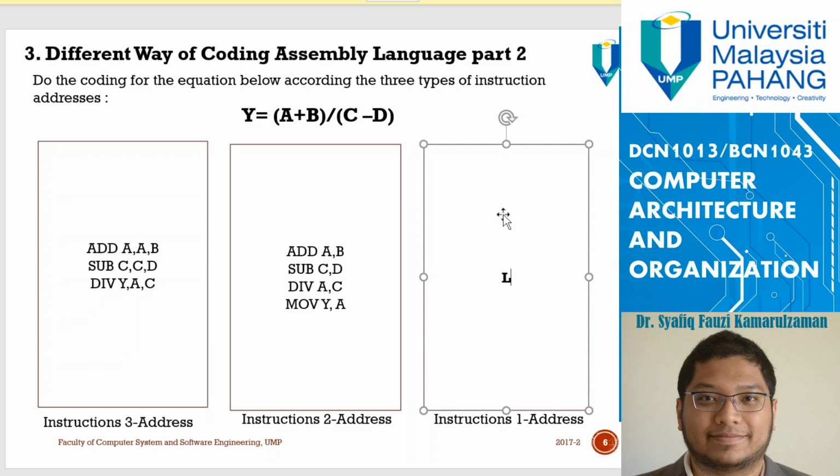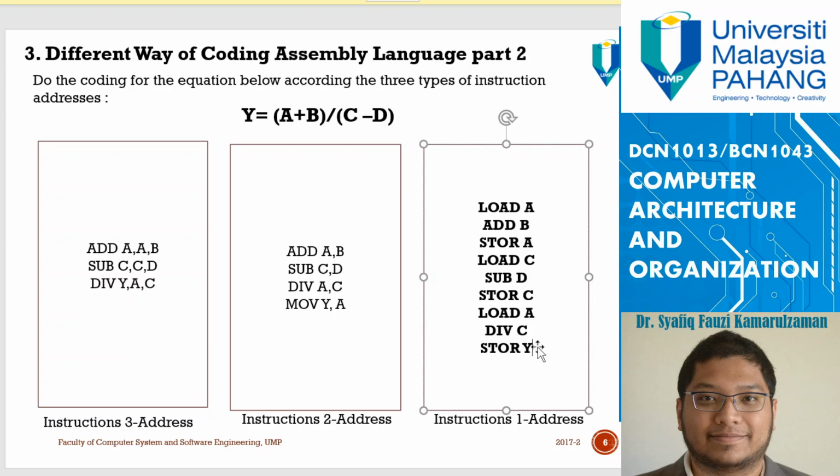Here is load A, add B, store A. When you load A inside the accumulator, you add it with B and you store the result within the accumulator back to A. Then you load C, sub D, and store it back into C. Now you load A again, because of the addition before this, then divide C, store Y. Okay, so we finish the task here.